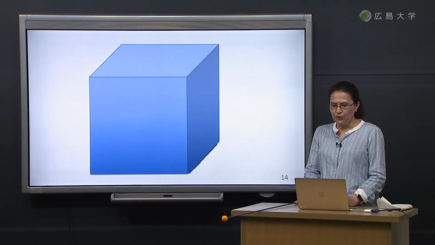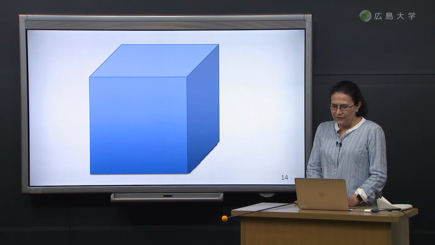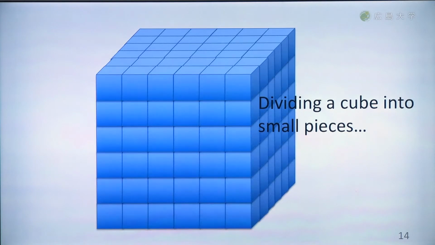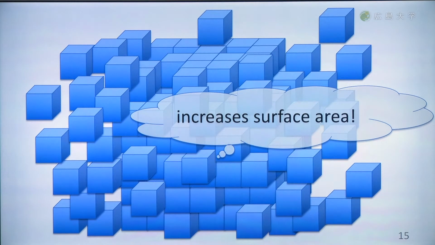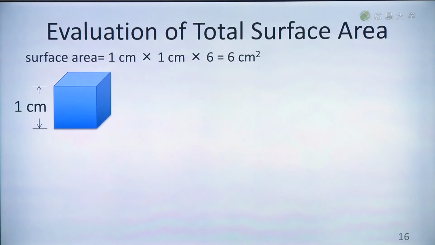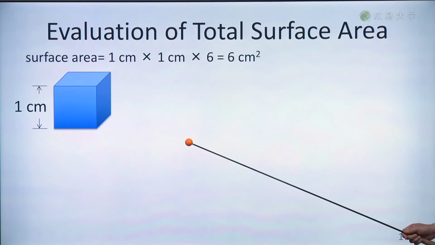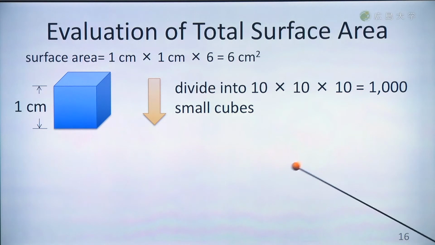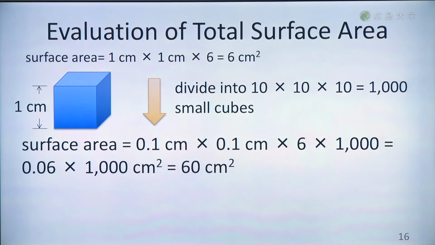Now, let us think about the volume and the surface area of a body. If we divide this cube into small pieces, the total volume will not change, but the total surface area will increase. And the smaller the pieces are, the larger the surface area becomes. The surface area of a cube that has 1 centimeter each side is 6 square centimeters. This cube is divided into 1,000 cubes by slicing each side into 10 pieces. The total surface area will be 60 square centimeters.